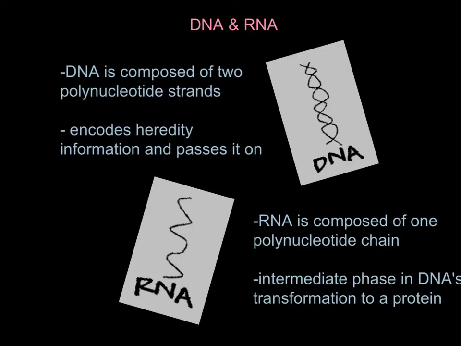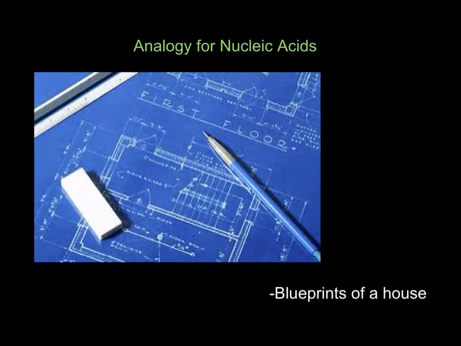RNA is composed of 1 nucleotide chain. It's the intermediate phase in DNA's transformation into a protein. So without DNA, RNA would be nothing. The analogy for nucleic acids is blueprints of a house.